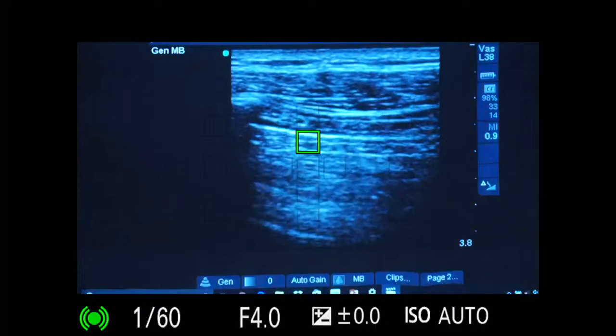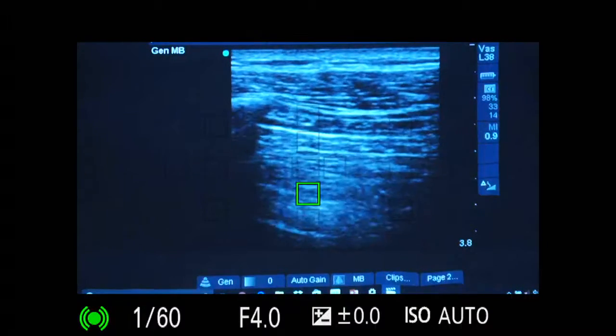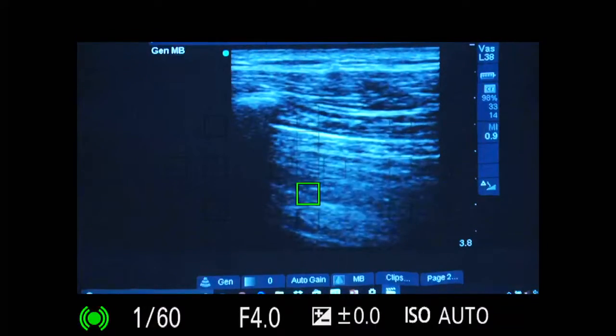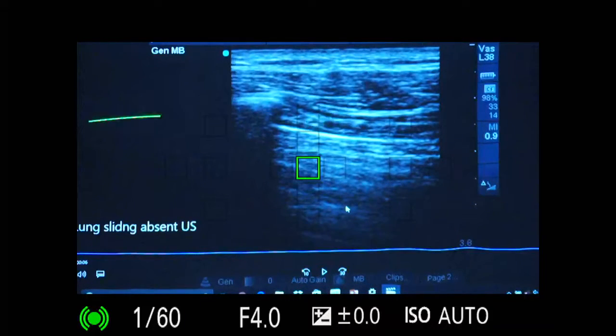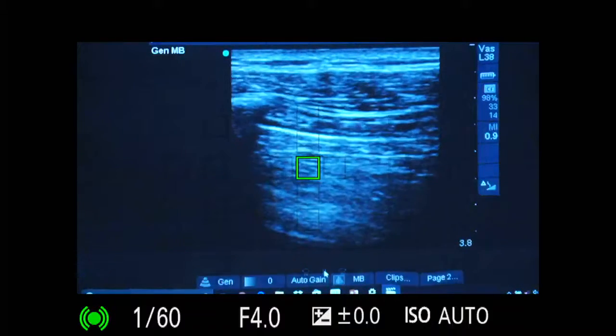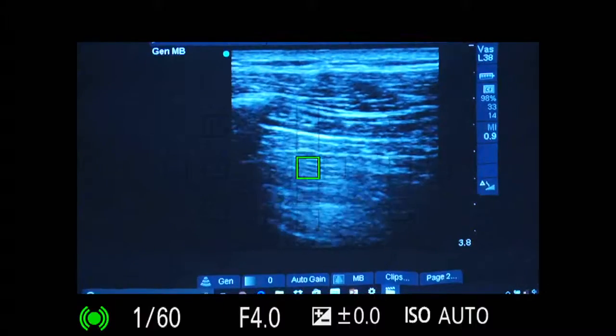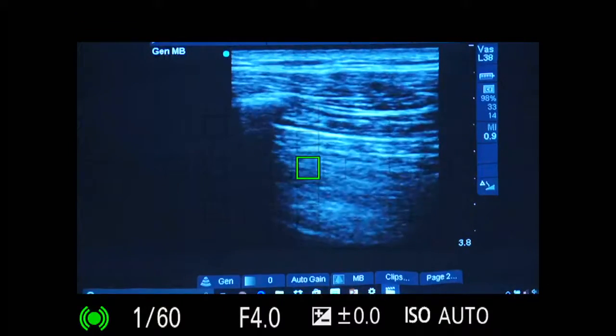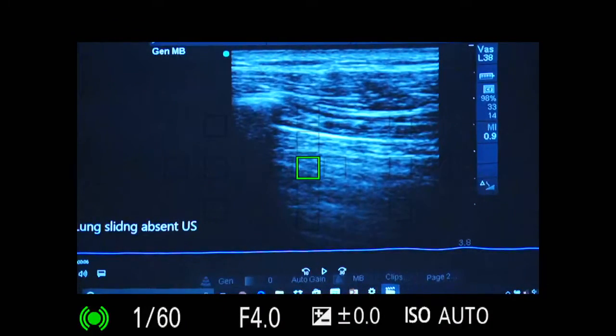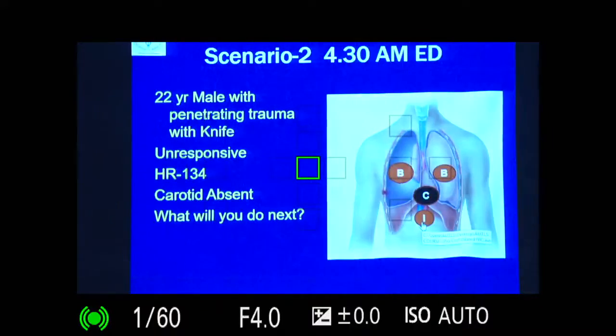Yeah, what do you see, sir? Lung sliding present, absent? Absent. This is absent lung sliding. What will you do next? Needle thoracocentesis. Yeah. Next. So, what do you expect in IVC?